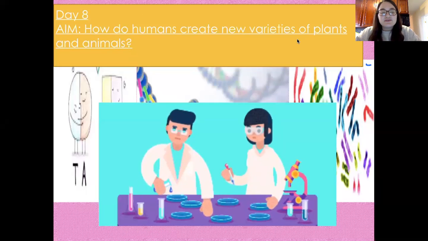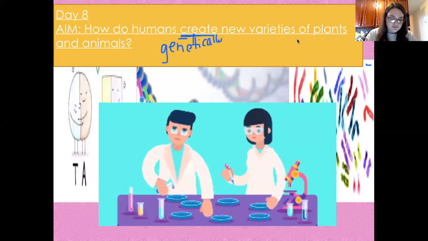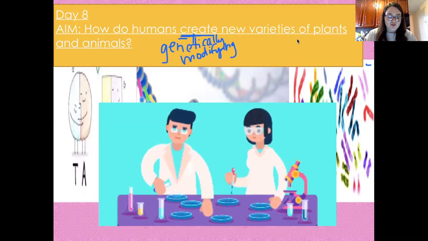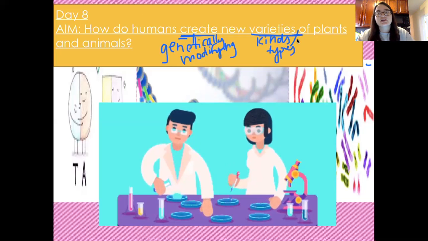Today's aim is how do humans create new varieties of plants and animals? Now, when we talk about creating here, we're talking about genetically modifying. So it is our genetics unit, so obviously we're talking about doing something with the genetics of these organisms. So I'm going to write down genetically modifying or changing. And when we talk about varieties, we're talking about kinds or types. So how do humans genetically modify new kinds or types of plants and animals? Let's find out.